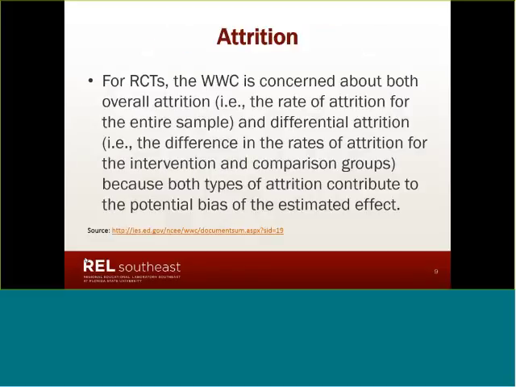So for RCTs, the WWC is concerned about both overall attrition, in other words, the rate of attrition for the entire sample, and differential attrition, or the difference in the rates of attrition for the intervention and comparison groups, because both types of attrition contribute to the potential bias of the estimated effect.